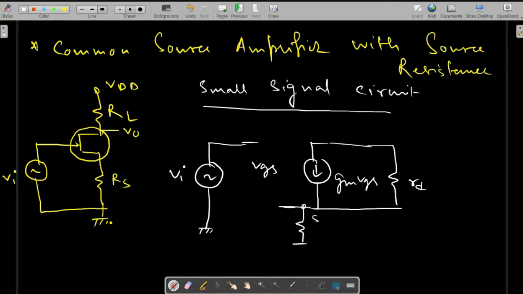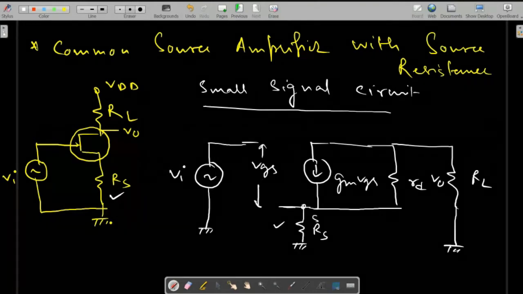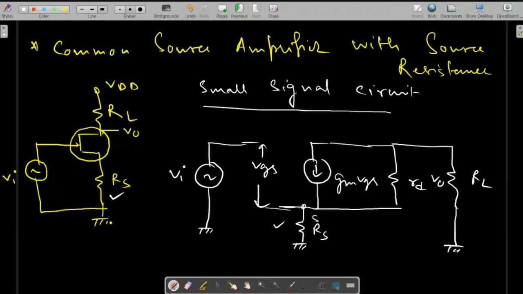Now we have one resistance, RS. And here we have RL, which is connected to ground. This is V0. The circuit is almost the same, only the modification is here. Now the source is not directly connected to ground because one source resistance RS is present. So you can compare the structure with your common emitter amplifier with emitter resistance. You will find some similarity.